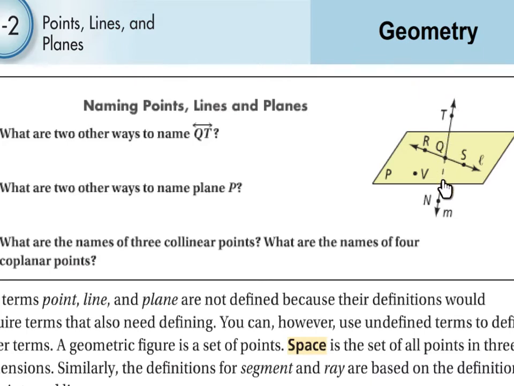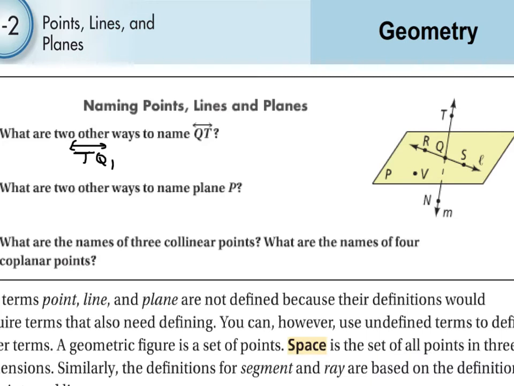This is my line, and you'll notice they try to make it sort of three-dimensional. You see the dots going through the plane. This is the line right here that I've marked. So I need to find two other ways to name that line. Well, I can always do it the easy way, and that's I just flip the letters, T and Q. I have arrows on top of my line.